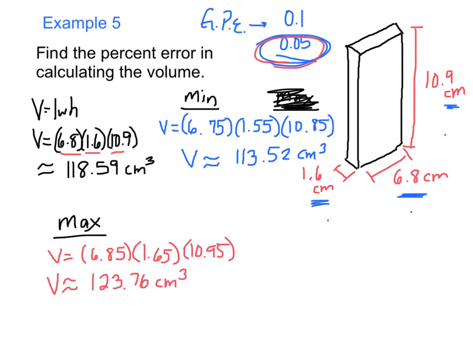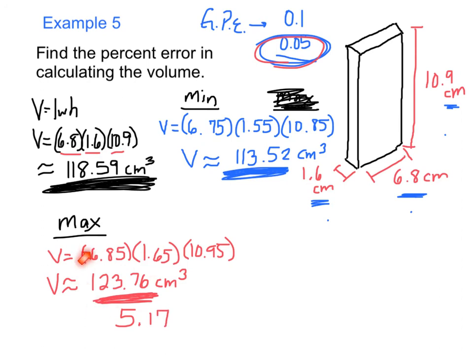Since we're talking about volume, in example 4 we didn't have to figure anything out. Here we have to find volume. You're going to take your original amount. This is important. This is kind of confusing. We now have an amount that's less than the original and an amount that's greater than the original. You have to find the difference of either. So if I start with my maximum, 123.76 minus 118.59, the maximum gives a difference of 5.17. This amount is 5.17 higher than the original.